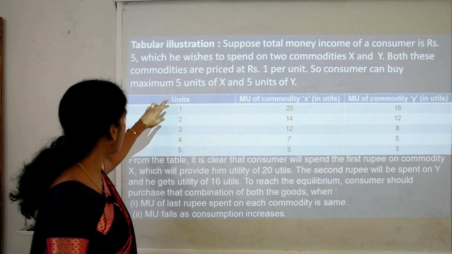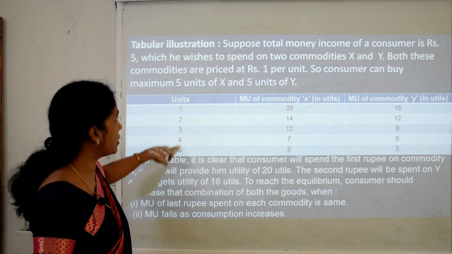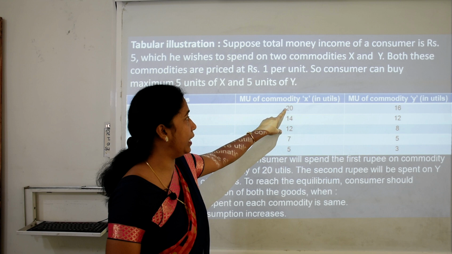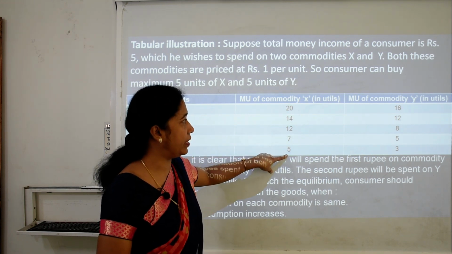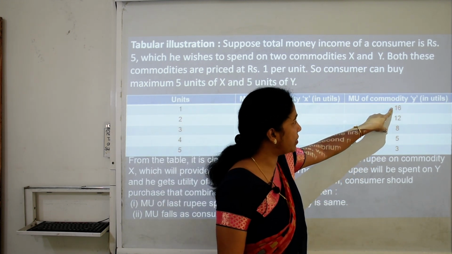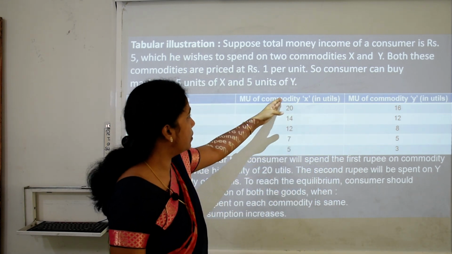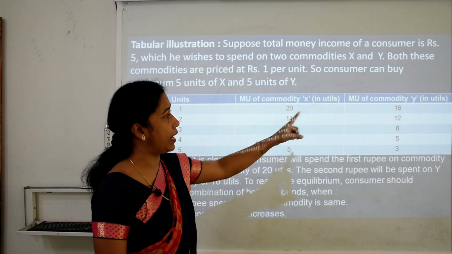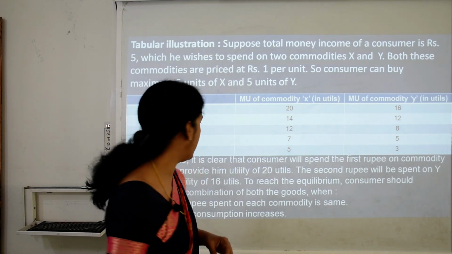So we can see he has made certain combinations of 5 units. The marginal utility which he gains from x, in utils, is 20, 14, 12, 7 and 5, and the marginal utility which he gains from y, in utils, is 16, 12, 8, 5 and 3. What we notice is that the utility he gains from commodities x and y is diminishing only. This is the second condition.